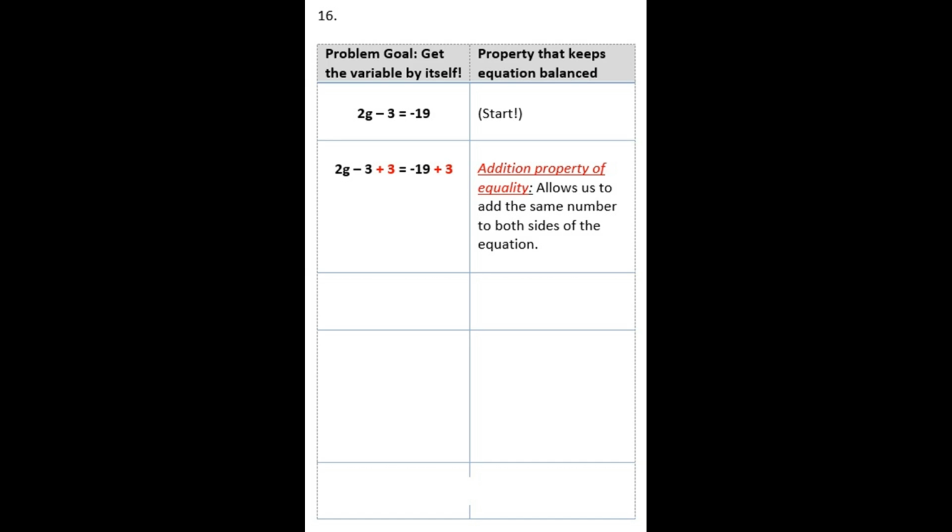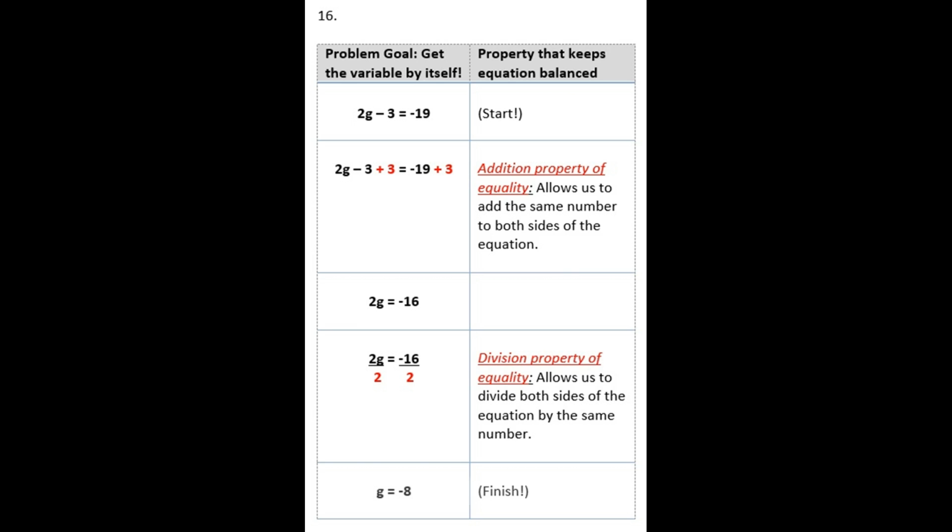So we add 3 to that negative 19 using the addition property of equality, and we get 2g equals negative 16. Then we divide: 2g divided by 2 equals negative 16 divided by 2. That's the division property of equality. And we end up with g equal to negative 8. And that's the end of that problem. G is negative 8.